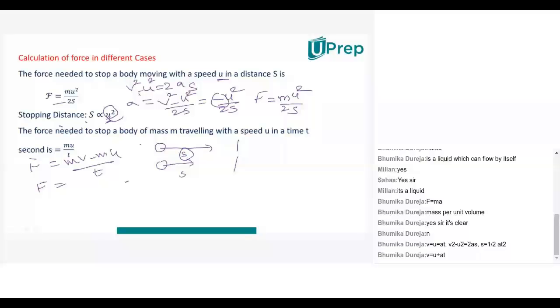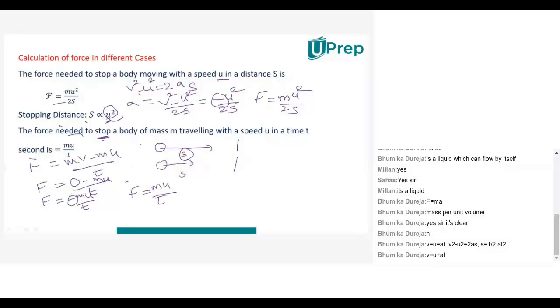Okay. Now observe carefully. The force needed to stop it. That means final velocity will be 0. And when final velocity is 0, final momentum also will be 0. So 0 minus mu by t. Therefore F is equal to minus mu by t. Minus says we are applying force in the opposite direction, but the magnitude will be mu by t. So this is the equation.